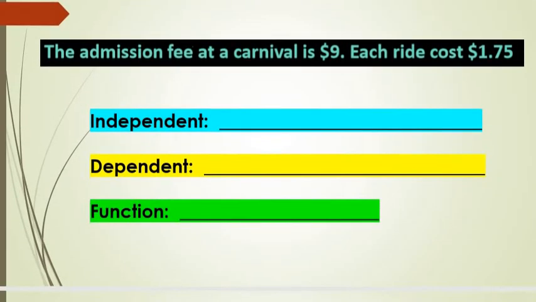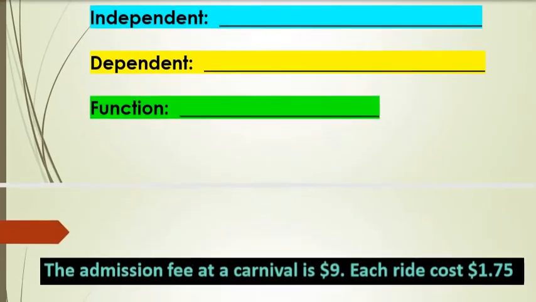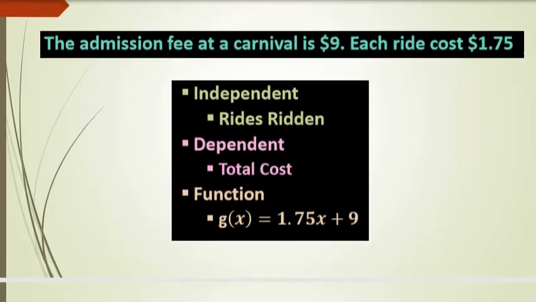On this next one, you've got an admission fee at a carnival that is $9. Each ride costs $1.75. Pause me when you come up with the independent, dependent quantities and function. Pause me now. Now, the admission fee right here, and coming up with the independent quantity, you're looking at rides ridden. Dependent is the total cost, and the function is g of x.